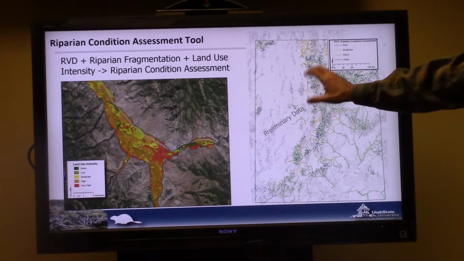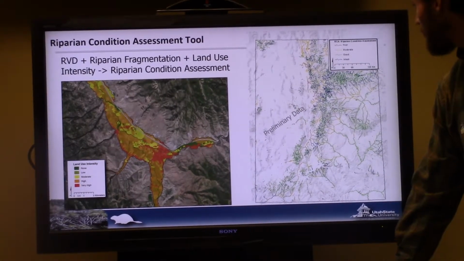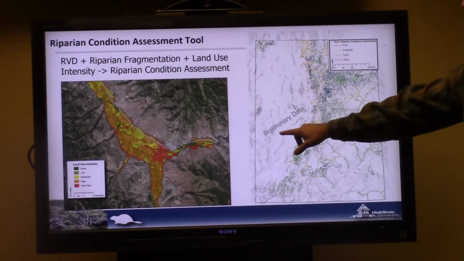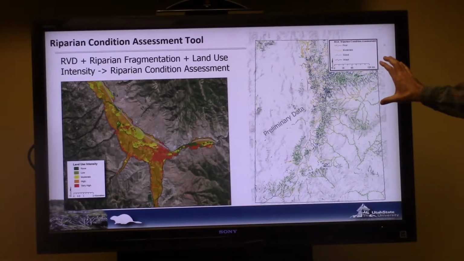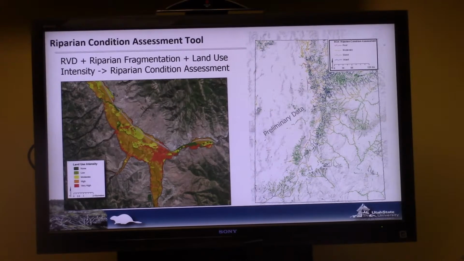And then it combines that information with land use intensity, again in a fuzzy inference system, to then come up with maps like this. So this is, again, preliminary data. We're still working on this, but this is a riparian condition assessment for the whole state.